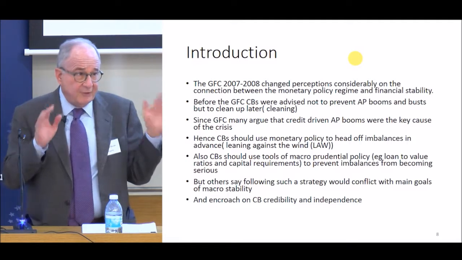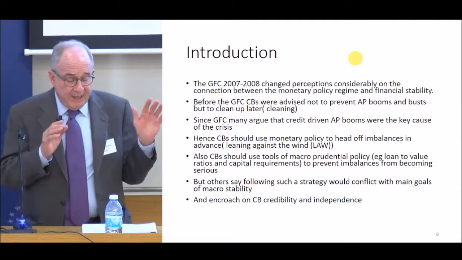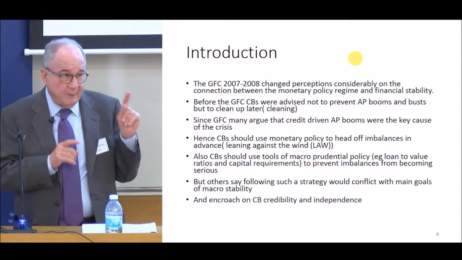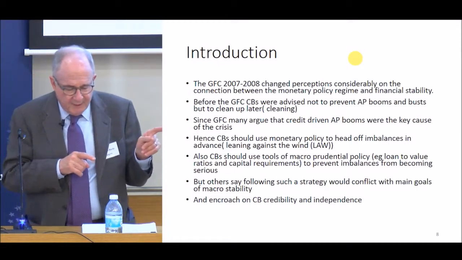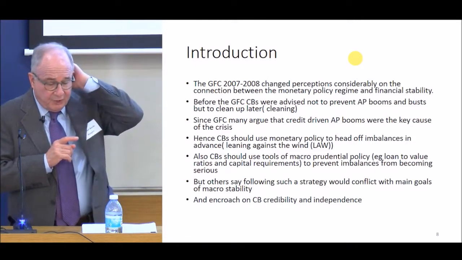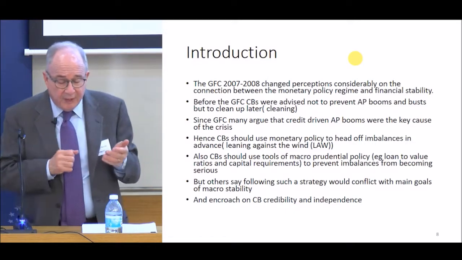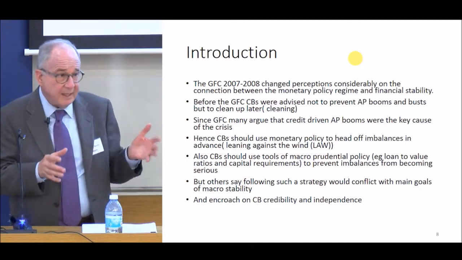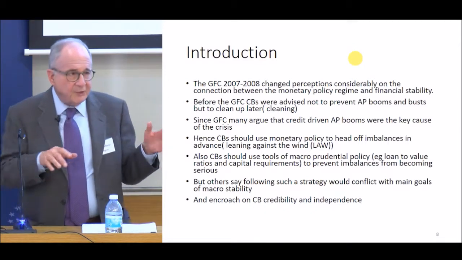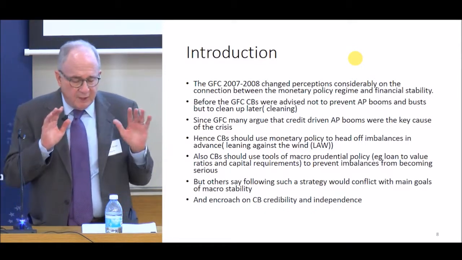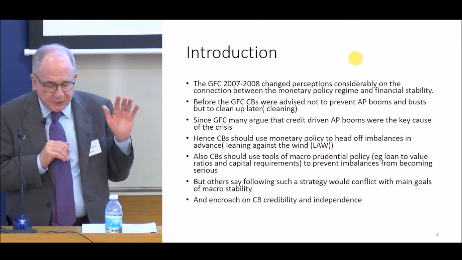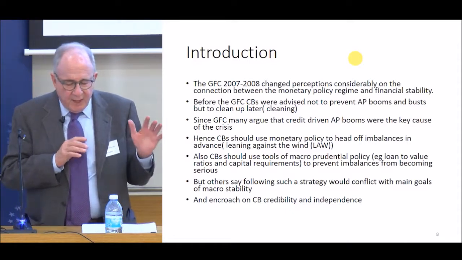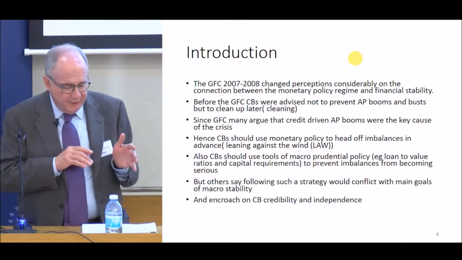But since the great financial crisis, many people have argued, at the BIS especially, that the real reason we have crises today is because of credit-driven asset price booms. And that what central banks should do is to use their policies to head off the imbalances in advance. And that's a policy that's called leaning against the wind. But also that central banks should use other tools of macro-prudential policy, like regulating loan-to-value ratios and capital ratios, to prevent imbalances from becoming serious.